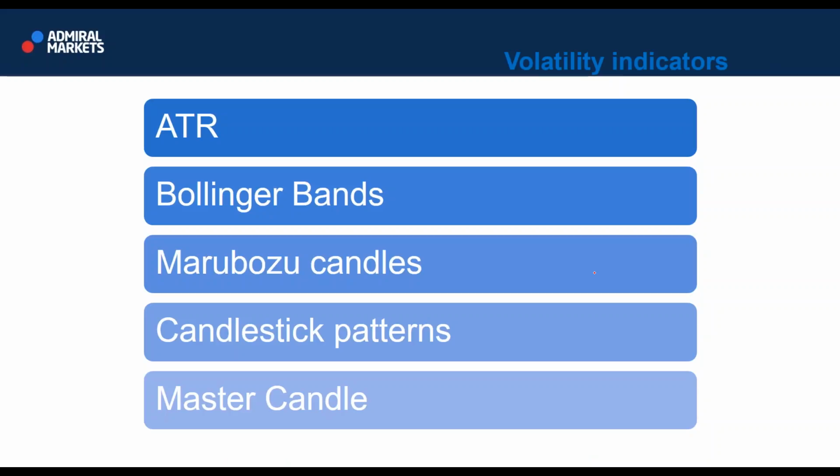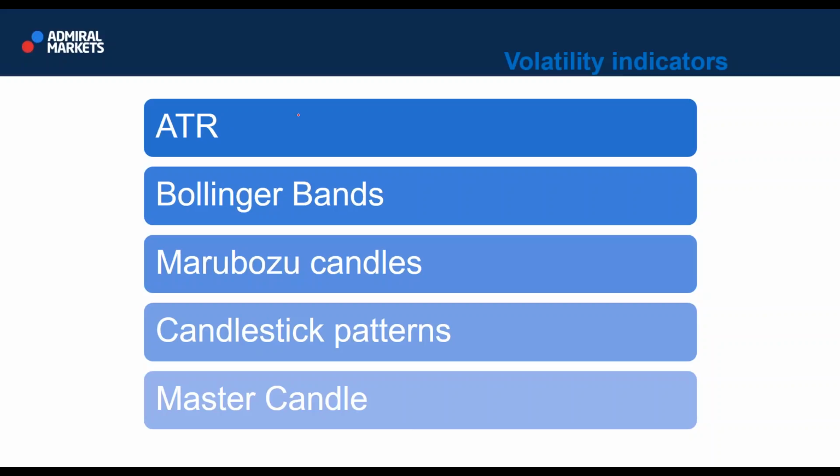Now, there are different volatility indicators out there. These are my favorites: ATR, Bollinger Bands, Marubozu candles, candlestick patterns such as 3 white soldiers or 3 black crows, and master candles. So this is what I like to see. Some of these patterns are tradable, some of these patterns are not tradable.